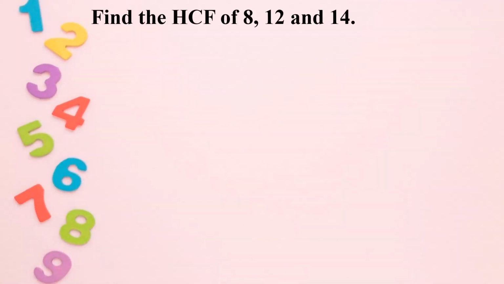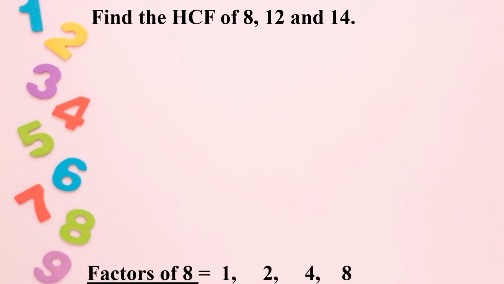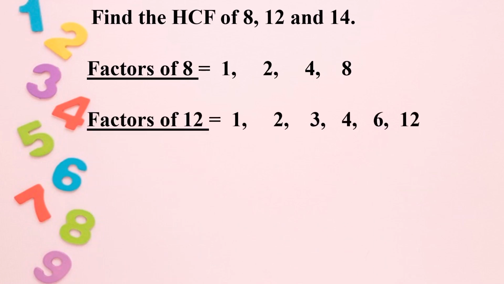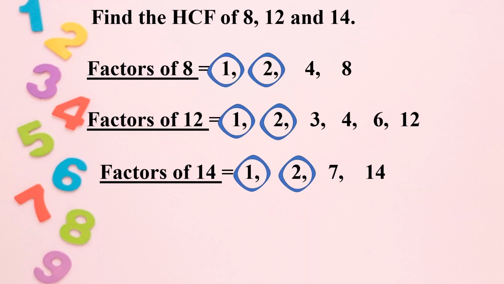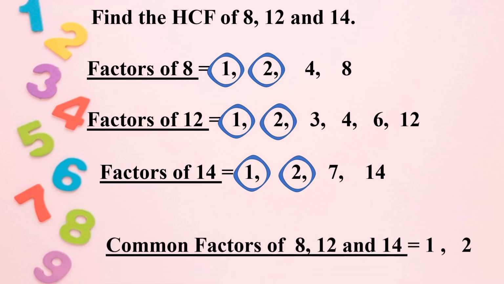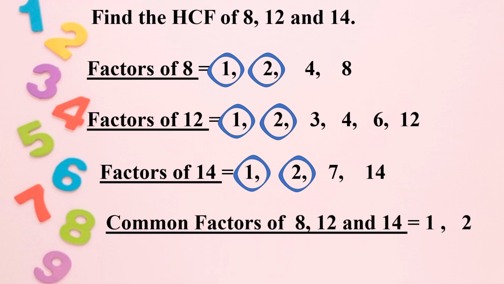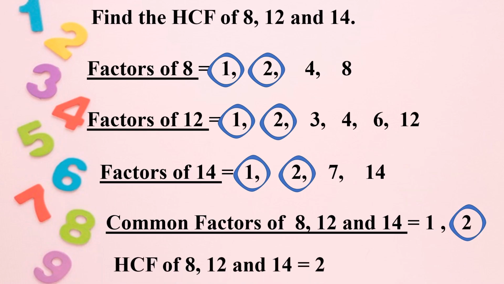Now to find the HCF of more than 2 numbers, we follow the same rules. First, we will list the factors of 8, 12 and 14. Then we will look for the common factors, which are 1 and 2. Now between 1 and 2, the highest common factor is 2. So the HCF of 8, 12 and 14 is 2.